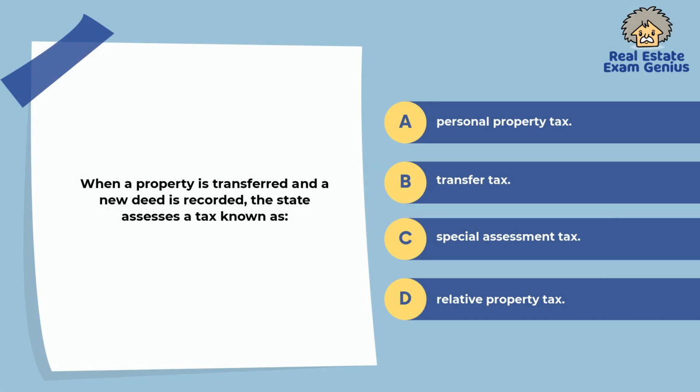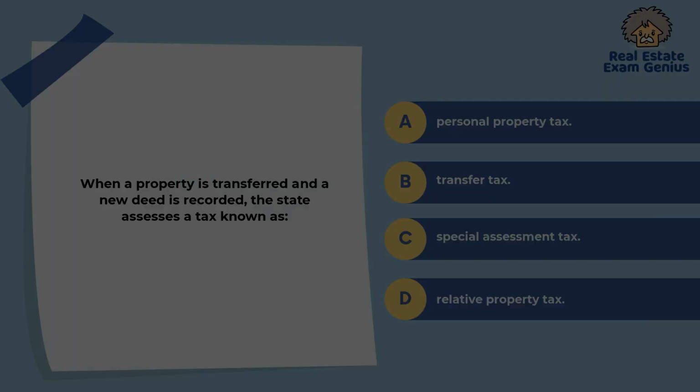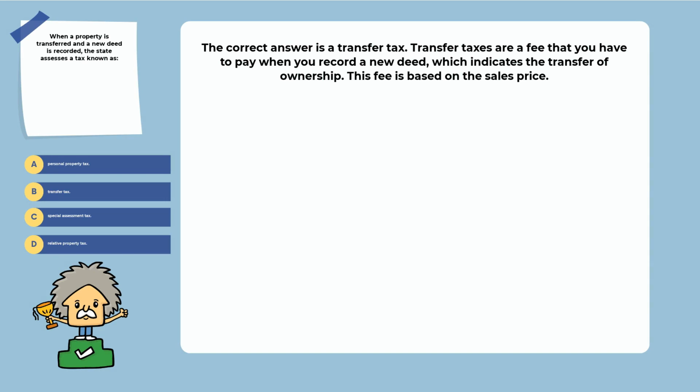76. When a property is transferred and a new deed is recorded, the state assesses a tax known as personal property tax, transfer tax, special assessment tax, relative property tax. The correct answer is a transfer tax. Transfer taxes are a fee that you have to pay when you record a new deed, which indicates the transfer of ownership. This fee is based on the sales price.